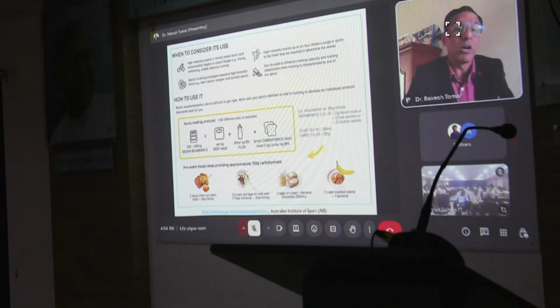Okay. So how to use it? This is very important. There are two protocols, one is the acute loading protocol. This is done around 120 to 150 minutes before the exercise. So almost 3 hours before the exercise, 2 to 3 hours you can take it.